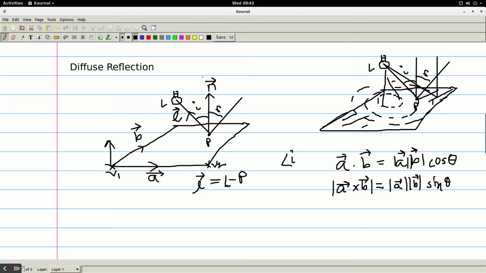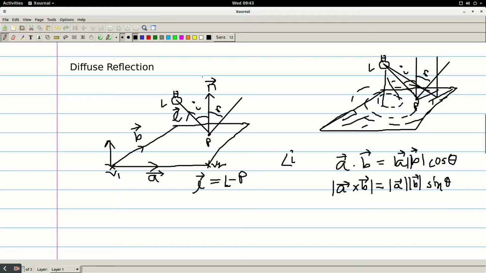We can define a vector L that goes from P to L, and we already know the surface normal, so these things are known, and we can find out the angle I, the incidence angle between these two vectors just by doing dot product and dividing the dot product by what? The magnitude of L and the magnitude of N. N being the surface normal.